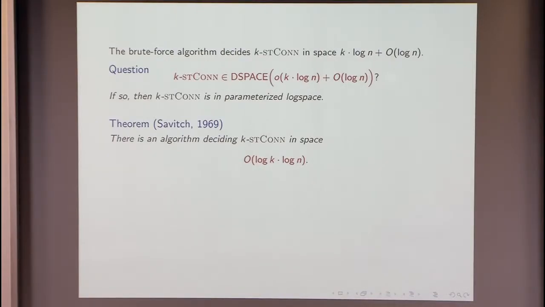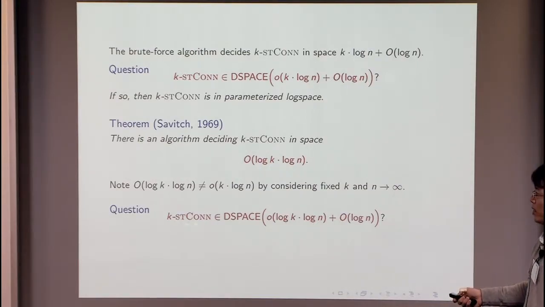But if you go back to Savitch's algorithm, you see that it in fact solves this problem in space log k times log n. It looks like an improvement over k log n because you have log k instead of k. But it's clear that log k times log n is not O of k log n plus O of log n. If you fix k and let n tend to infinity, this goes to little o of log n. That's different. So Savitch's algorithm is not really an improvement as we want in this question. But given Savitch's algorithm, the next thing to ask is whether k-ST-con can be solved in space little o of log k times log n plus a linear factor of log n. This would be an improvement of Savitch's algorithm.